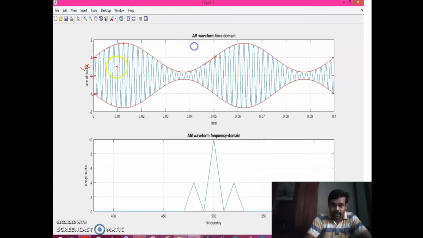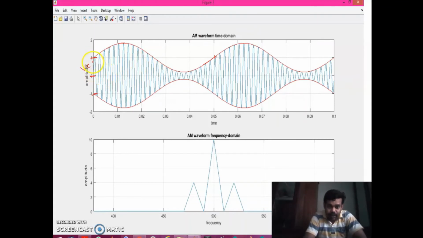Then you have to draw the carrier wave. Okay, carrier wave frequency is 1 divided by 500. Okay, and you have to change the amplitude. You have to only change the amplitude, but the frequency will be same. The carrier wave frequency will be same.